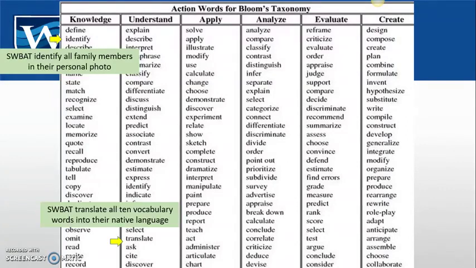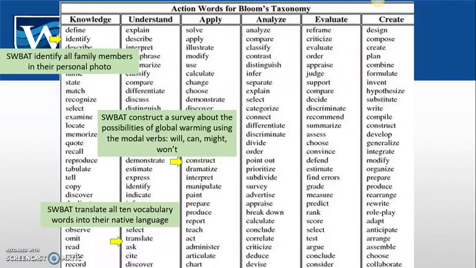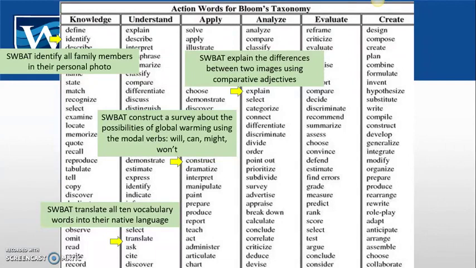Translate. Students will be able to translate all 10 vocabulary words into their native language. So that's something that I can see. Were they able to do it or weren't they? Okay, I can measure their ability to accomplish a task. Construct. Students will be able to construct a survey about the possibilities of global warming using the modal verbs will, can, might, won't. Okay, so they're either able to construct that survey or they're not. Explain. Students will be able to explain the differences between two images using comparative adjectives. So here again, I can measure their ability to accomplish that task.